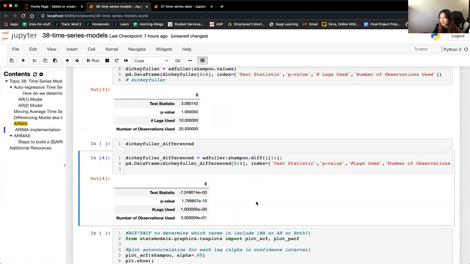So yeah, the p-value goes down to like 0.1001. So we're good at this point. This data is now stationary enough to be used in the models that we'll talk about on Monday.